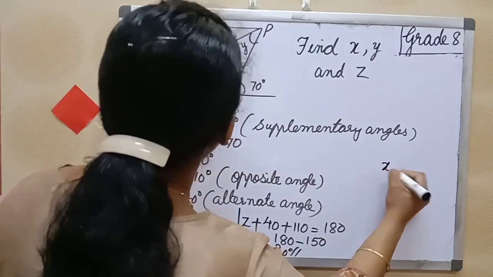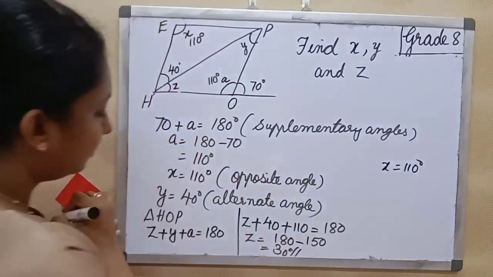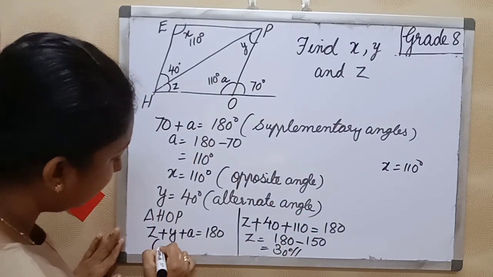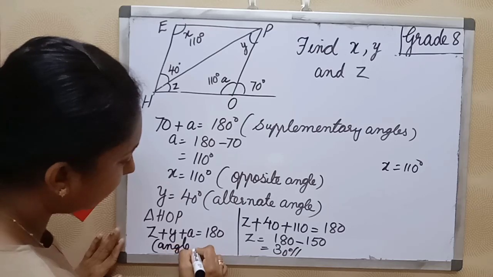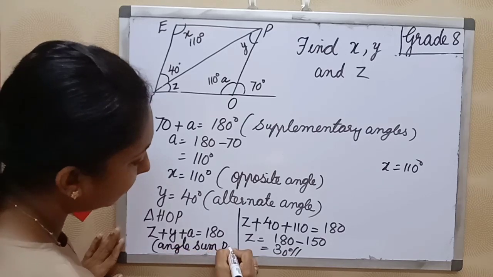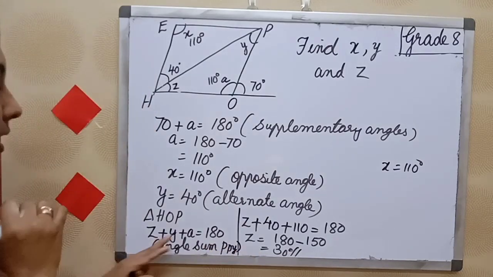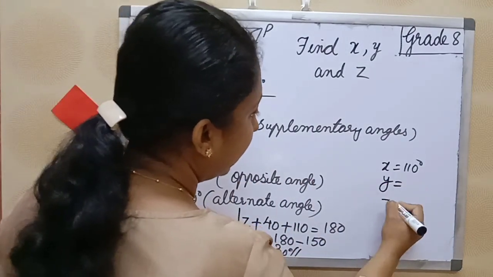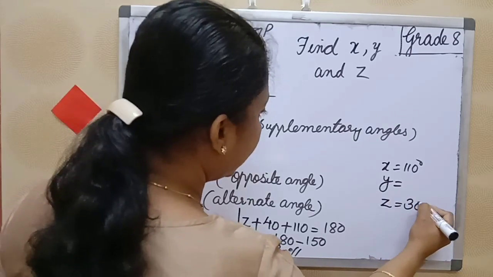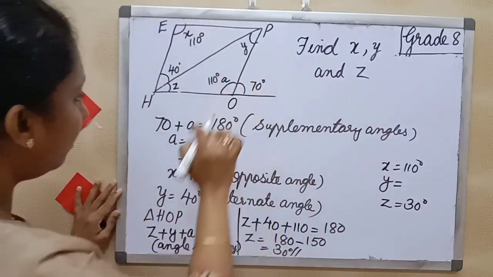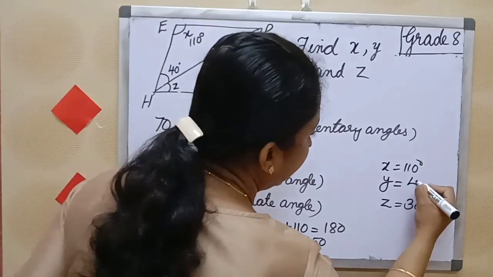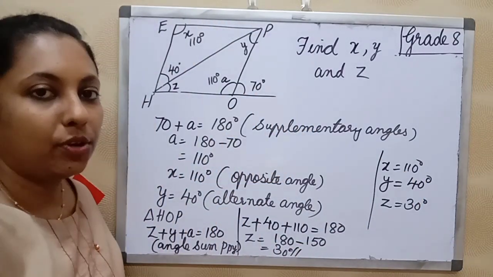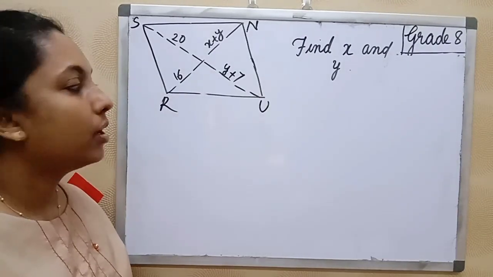X is equal to 110. Then, what is the reason for this? Angle sum property of a triangle. X is equal to 110 degrees, Z is equal to 30 degrees, Y is equal to 40 degrees, alternate interior angle. Hope you all understood. Next question.